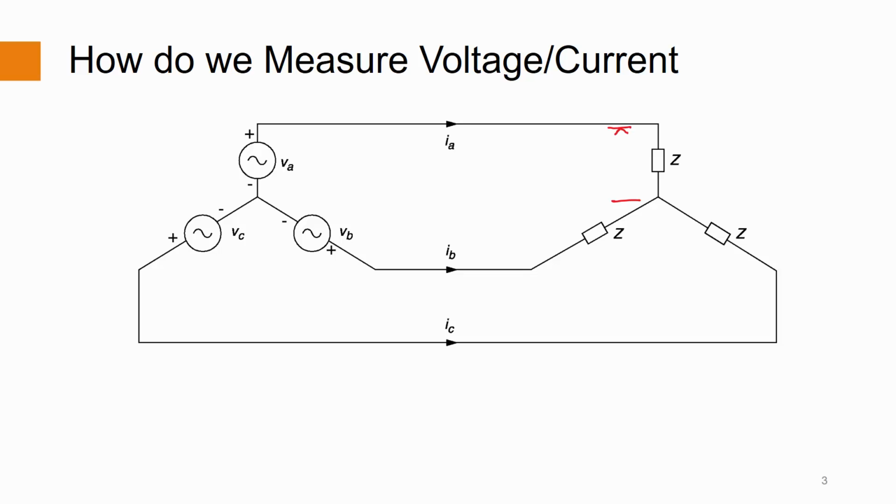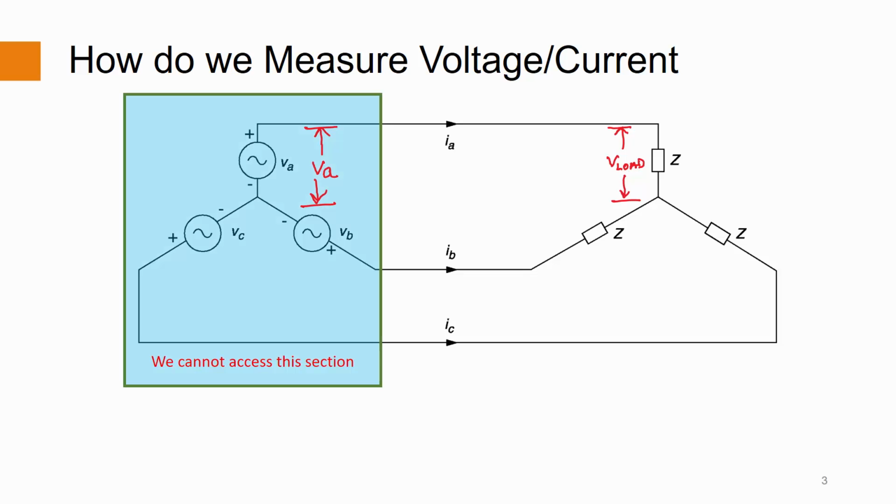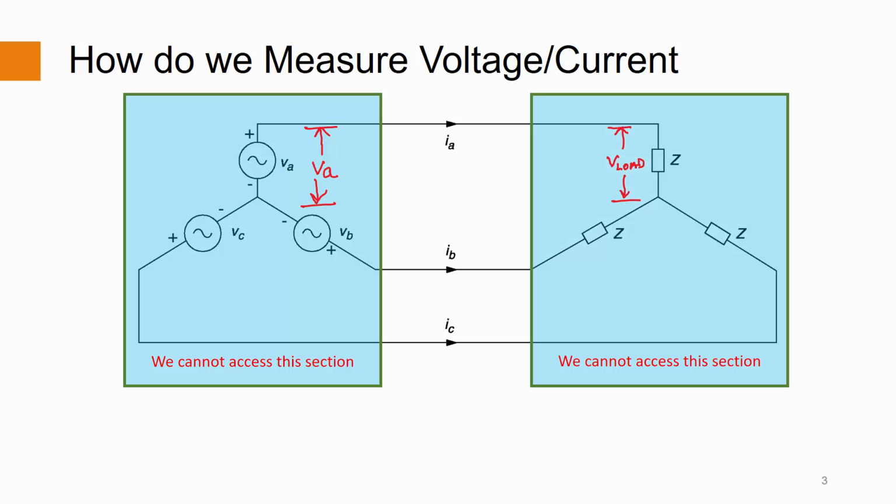We would need to measure the source voltage either at VA per phase, or we may need to measure the load voltage V load. But the issue is that we cannot access the per phase part of the source that is inside a sealed machine, while the same can be said for the three-phase load, which may be something like a three-phase induction motor. So, where do we measure the voltages and currents now?